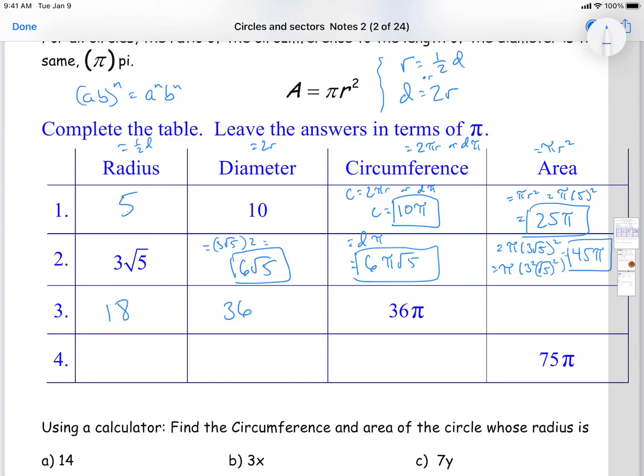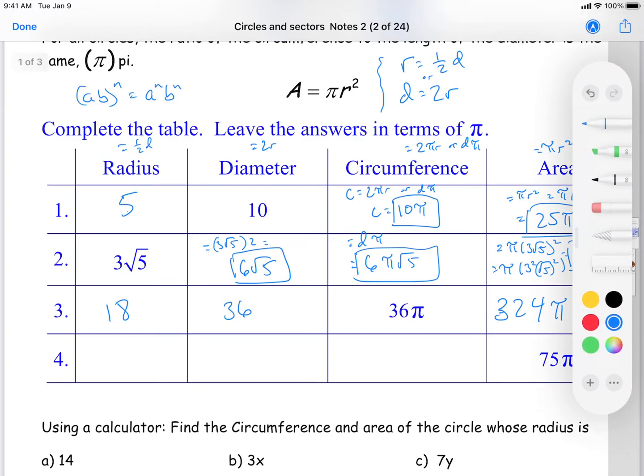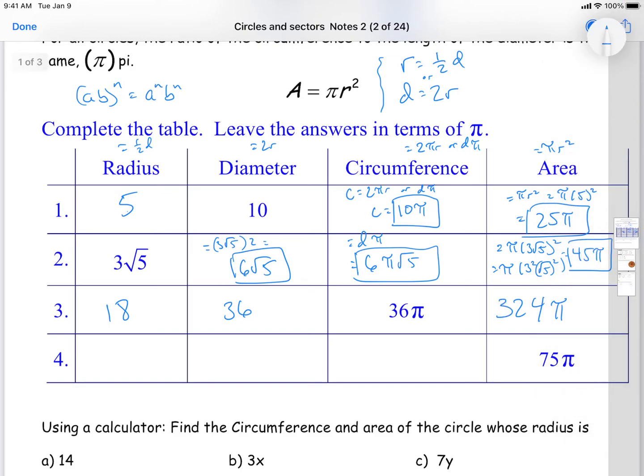So now, what's the area of this guy? 324. What's that? 324 pi. 324 pi. That looks ridiculous. Hang on. All right.